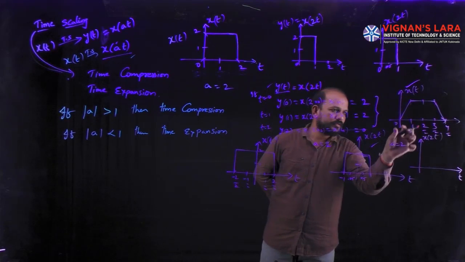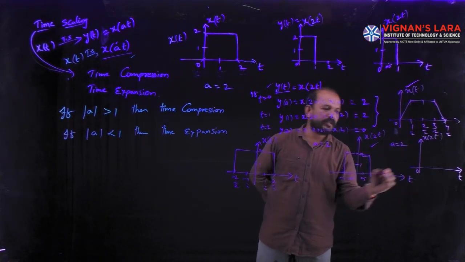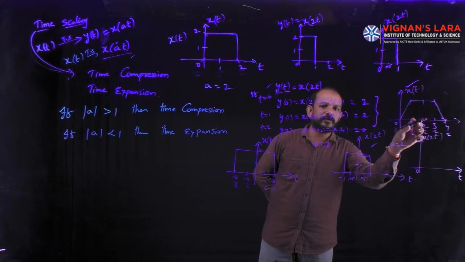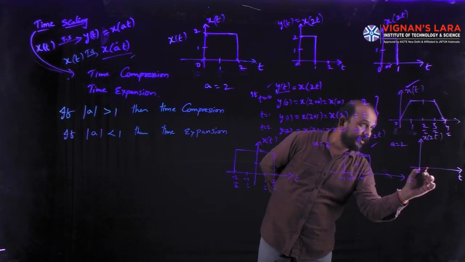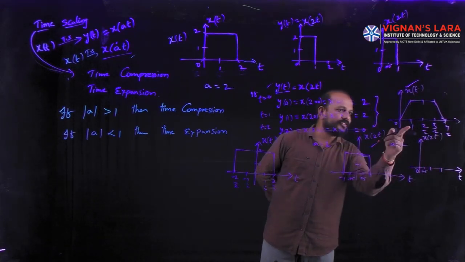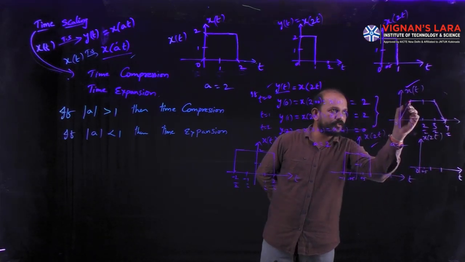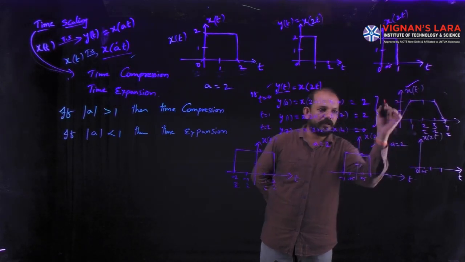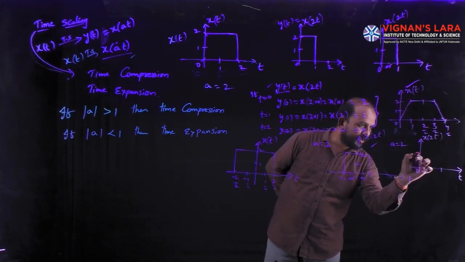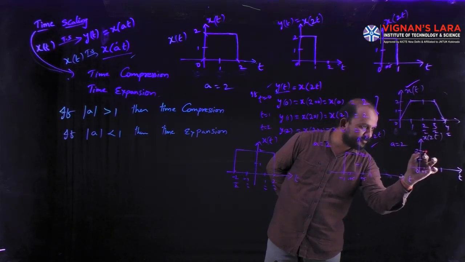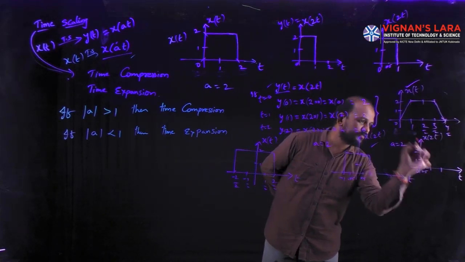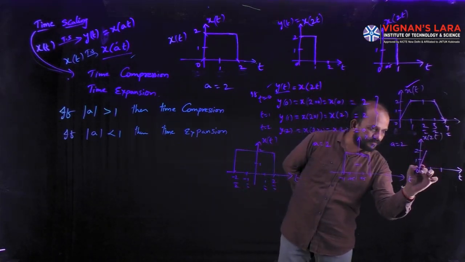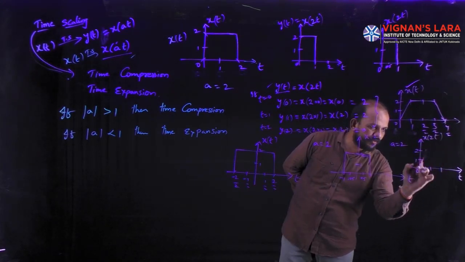0 by 2 is 0, so the amplitude is also 0. Next, 1 by 2 is 0.5. Actually, this is 1, this is 2, so 0.5 is like this. At 0.5, the amplitude is 2. Take the amplitude 1, 2. At 0.5, the amplitude is 2. The waveform goes like this after 0.5.